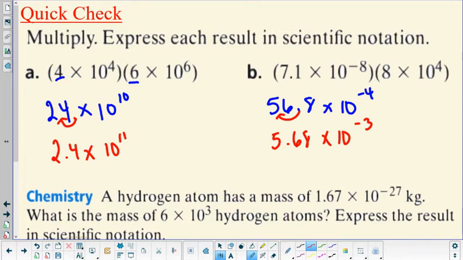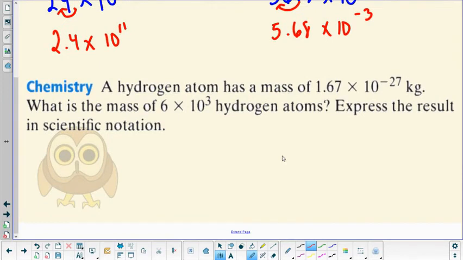If you are unsure with the negatives, draw a number line. Move right when you add, move left when you subtract. This bottom one is a real life example of when you might see multiplying scientific notations. A hydrogen atom has a mass of 1.67 times 10 to the negative 27 kilograms. So I could tell right away, hydrogen atoms weigh very, very little. That's a very small number because it's a negative exponent.